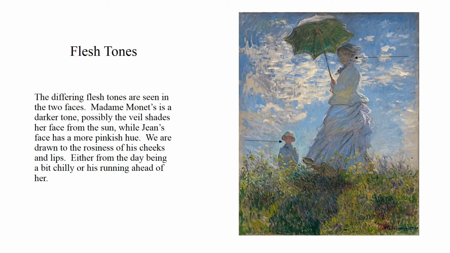Flesh tones. The differing flesh tones are seen in the two faces. Madame Monet is a darker tone. Possibly the veil shades her face from the sun, while Jean's face has a more pinkish hue. We're drawn to the rosiness of his cheeks and lips, either from the day being a bit chilly or his running ahead of her.